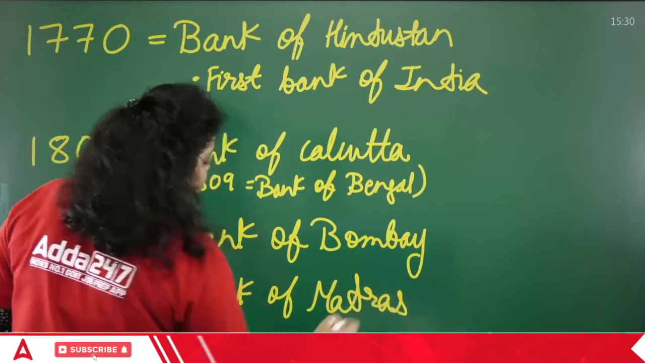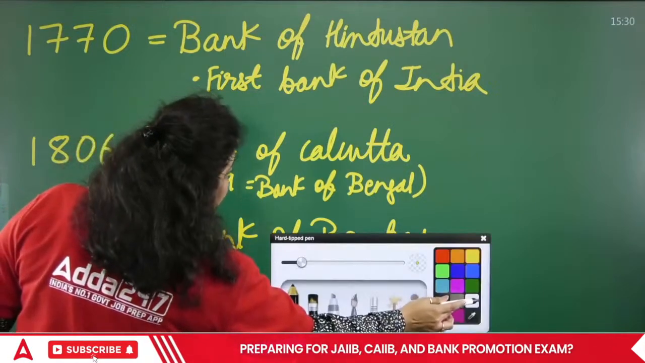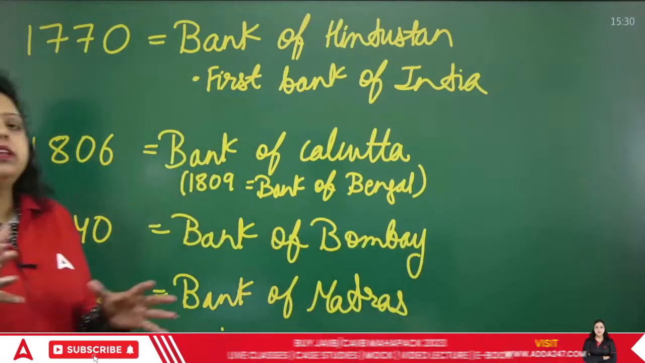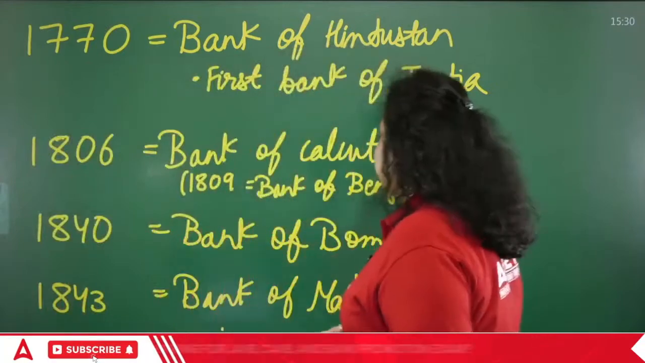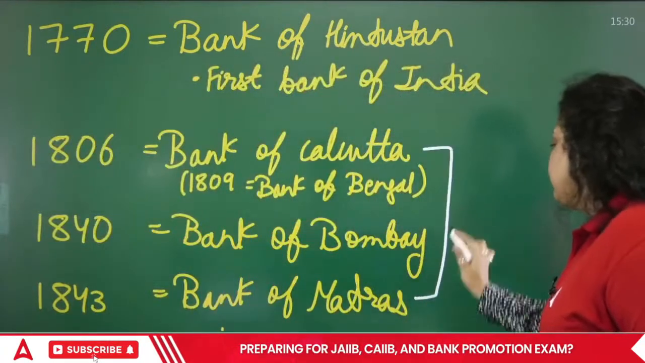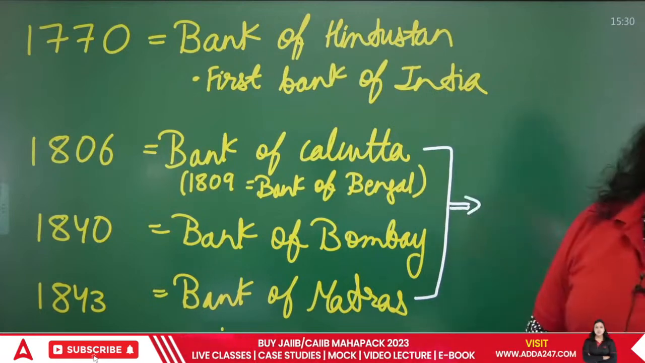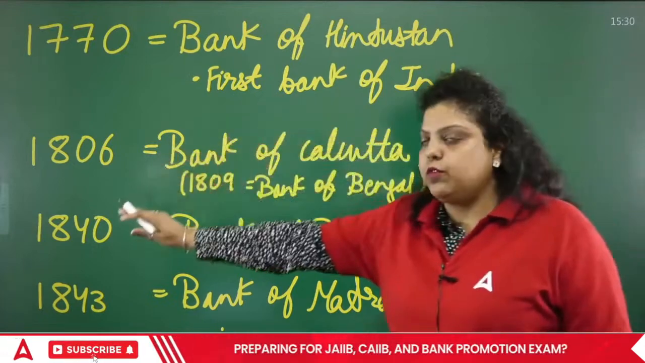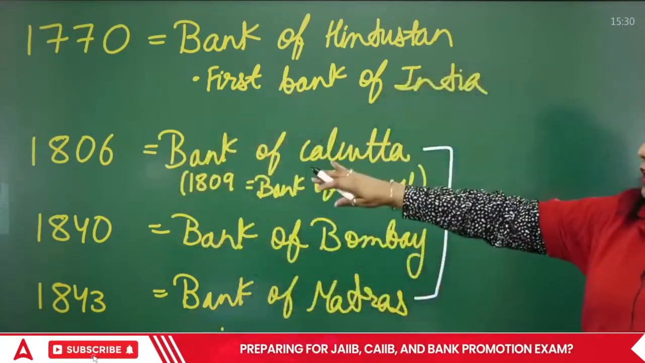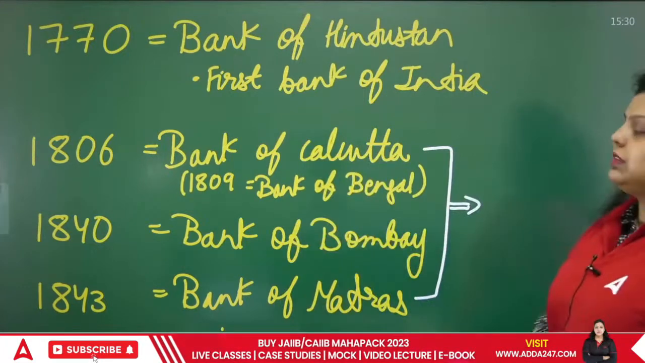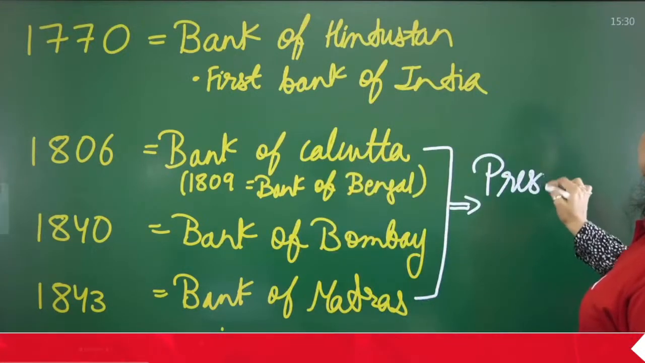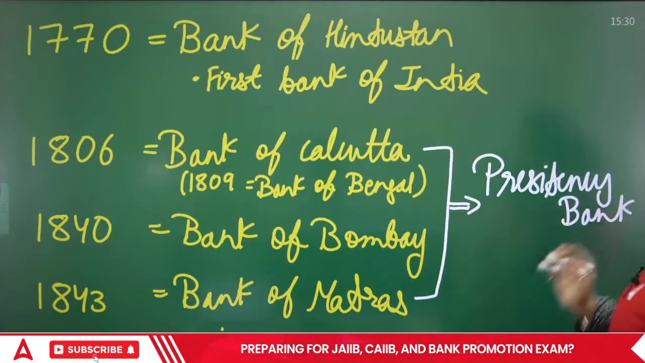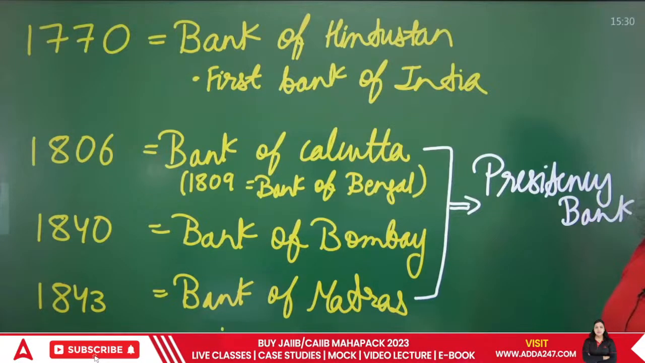It is obvious that the history of banking is very huge, so we do not have to cover each and every bank because that is not required. But certain important banks are required to be remembered, along with the year they were established. So 1806, 1840, 1843 mean Bank of Bengal, Bank of Bombay and Bank of Madras. These three banks used to be known as the Presidency Banks.